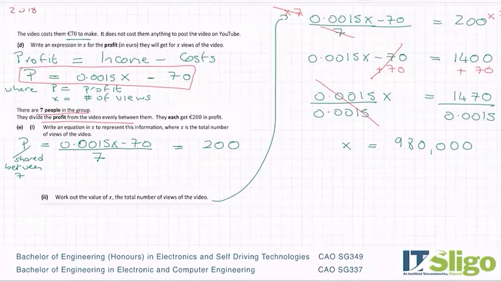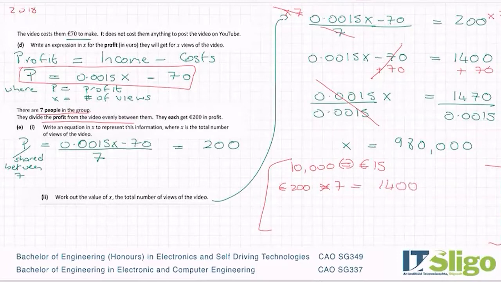Okay, you could have done it a more informal way, where you work it again in blocks of 10,000 views being equal to 15 euros. Okay, if everybody gets 200 euros, you know that there's 7 people, so you need the video to generate 1,400 euros. Okay, so that's how much I need to generate. That's how much income I need that video to generate, so that everybody in the group can get 200 euros.